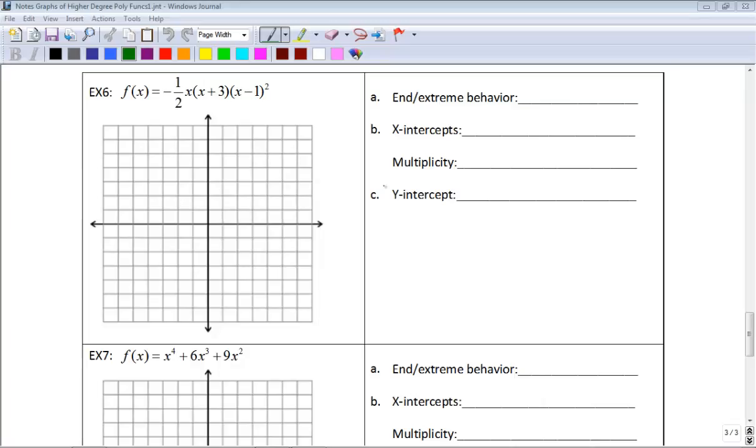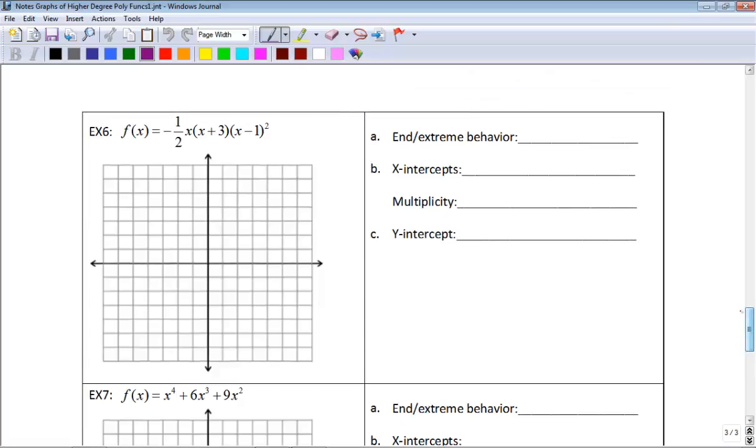All right, let's look at example 6. I have that f of x is equal to negative a half x times x plus 3 times x minus 1 squared. All right, first, end behavior. How do I do that? First, I need to find the degree. Well, this thing is not all multiplied out. It's got parentheses in it, so I have to deal with that first.